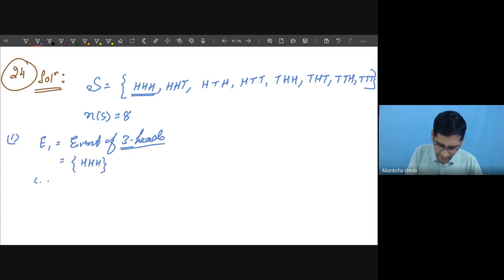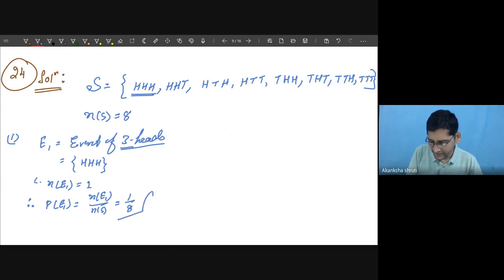Therefore, from this you have to write any one as only one. Therefore, the P(E1) you can get as n(E1) by n(S). It is your 1 by 8 is the answer. Okay, it's so simple.